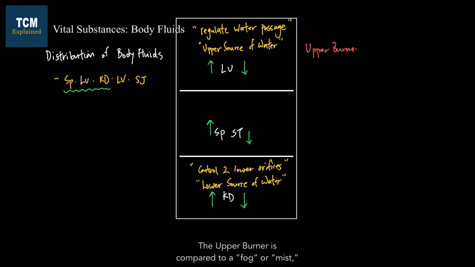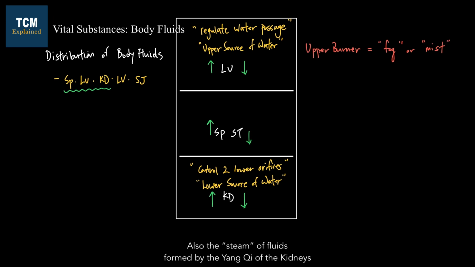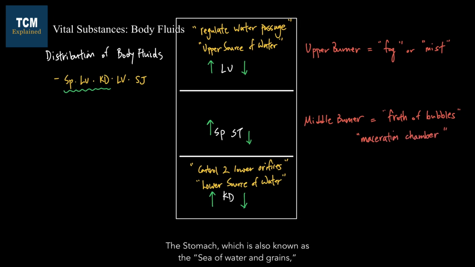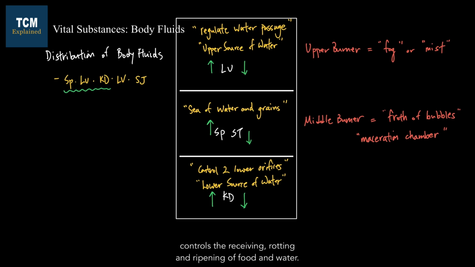The upper burner is compared to a fog or mist because the lungs disperse and diffuse the fluids to the exterior. Also, the stream of fluids formed by the yang qi of the kidneys ascends to the upper burner to moisten the lungs. The middle burner is compared to a froth of bubbles or maceration chamber. The stomach, which is also known as the sea of water and grains, controls the receiving, rotting, and ripening of food and water. The spleen ascends the pure fluids upwards to the lungs. The stomach descends the impure fluids downwards to the small intestines.